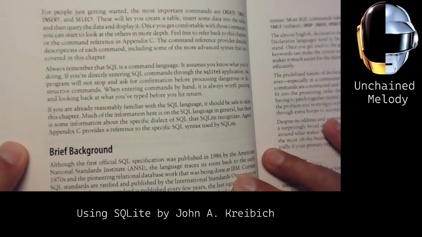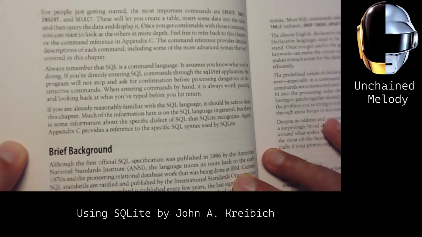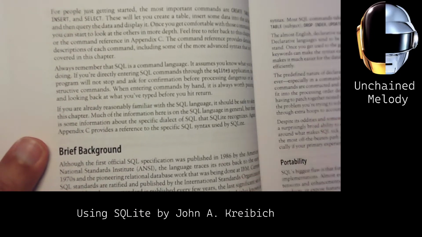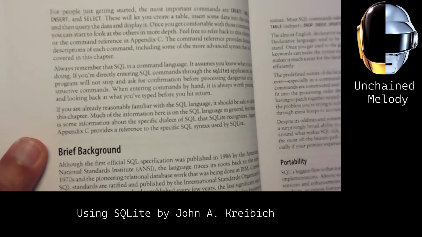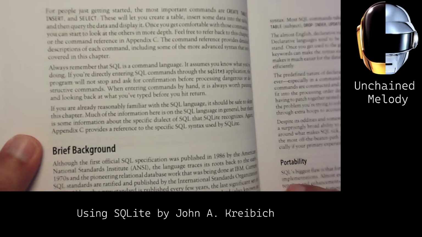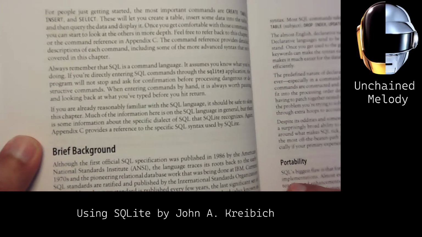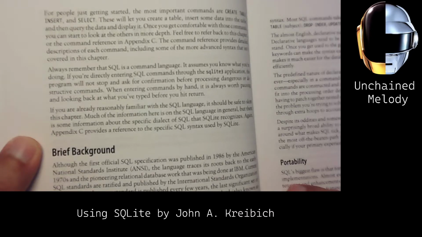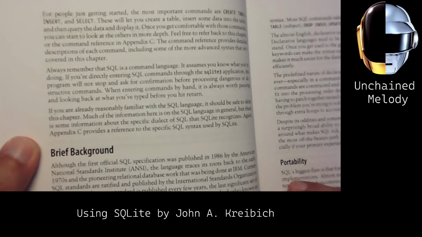Always remember that SQL is a command language. It assumes you know what you are doing. If you are directly entering SQL commands through the SQLite 3 application, the program will not stop and ask for confirmation before processing dangerous or destructive commands. When entering commands by hand, it is always worth pausing and looking back at what you have typed before you hit return.